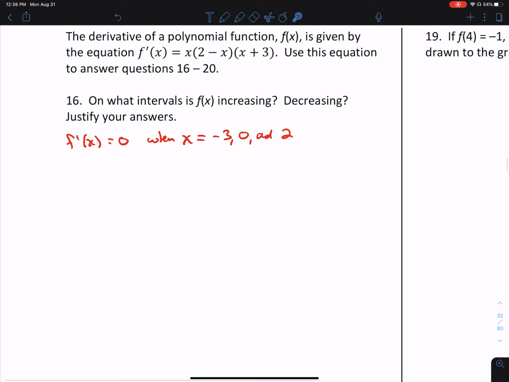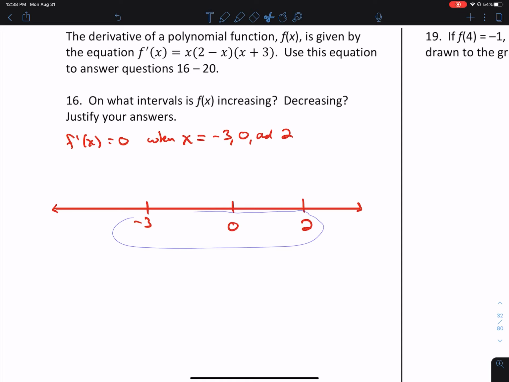Once you know when f prime is going to equal 0, you're then going to make a number line. On this number line, you're going to include each of the zeros of f prime. You would also include when f prime is undefined, but we haven't got to that point yet. So we got -3, 0, and +2. I'm just going to break this apart so we don't run our stuff together.